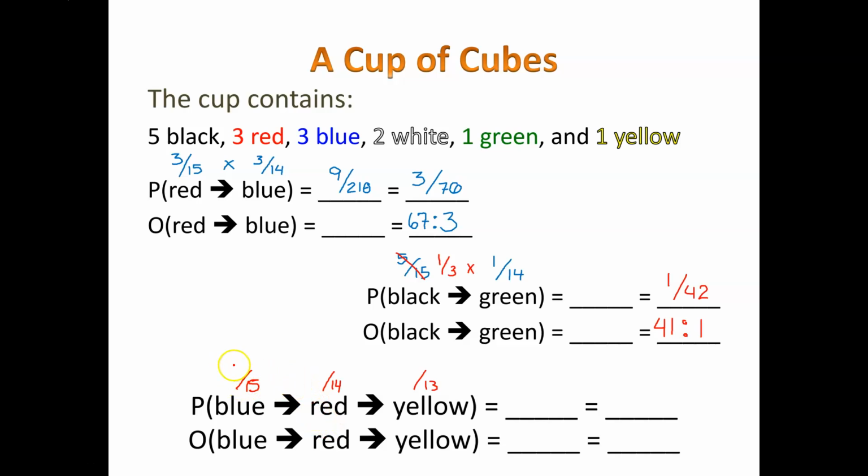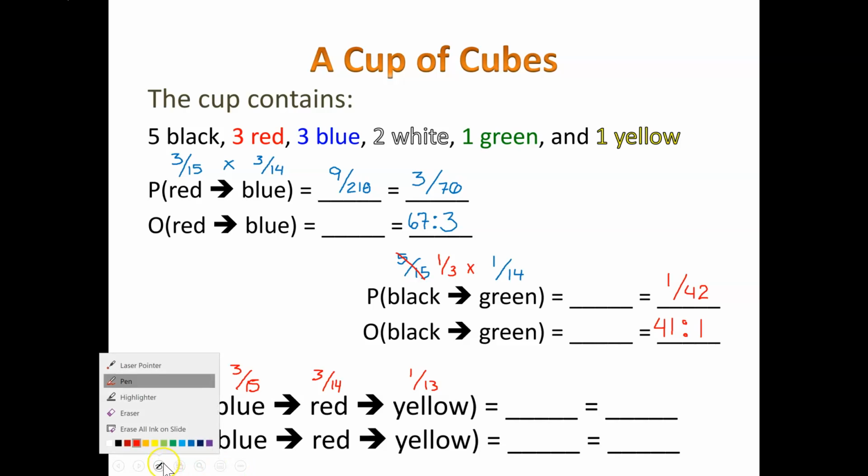How many of these are blue? That's going to be 3. How many of the 14 on the second draw are red? That's going to be 3. And how many of the 13 on the final draw are going to be yellow? That's going to be 1. We can simplify the blue fraction. 3/15 can be simplified to 1/5.